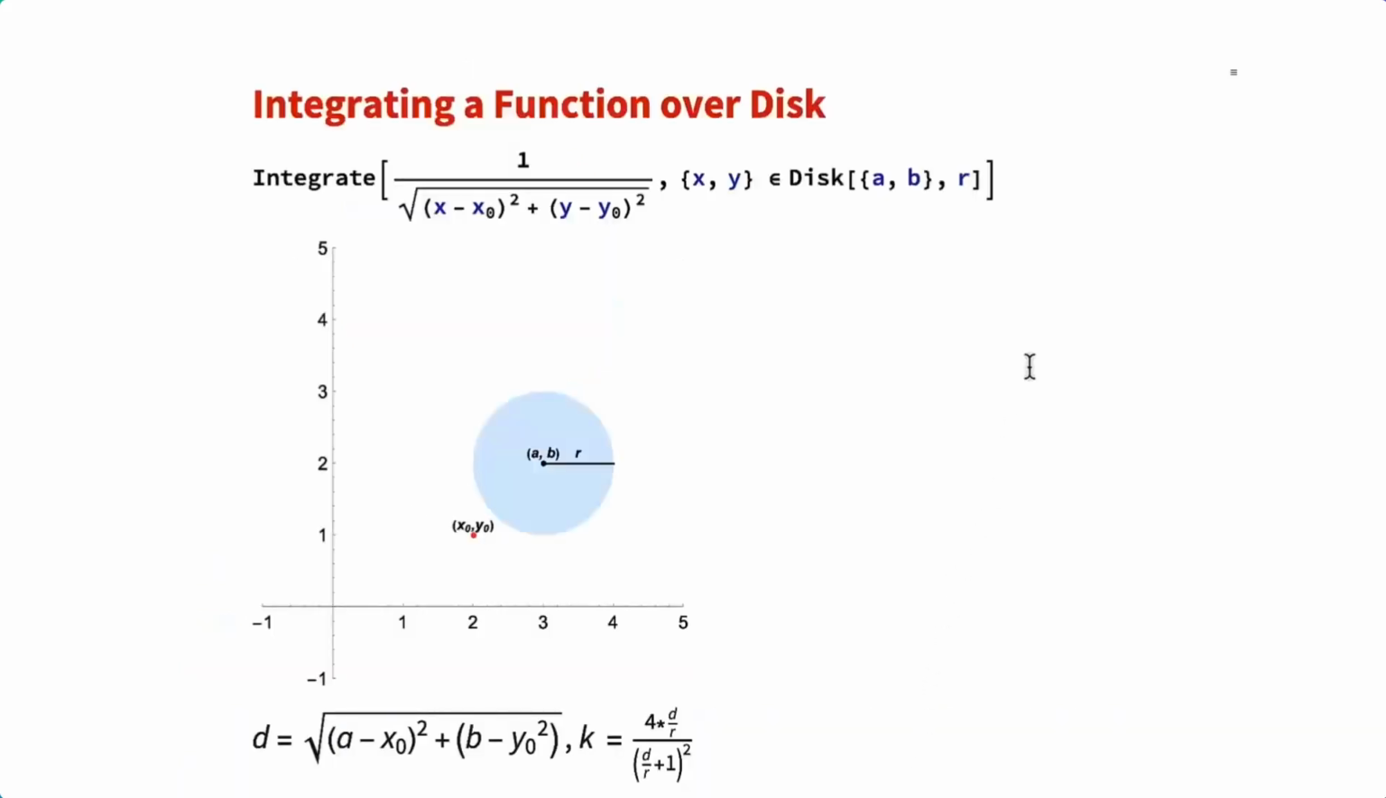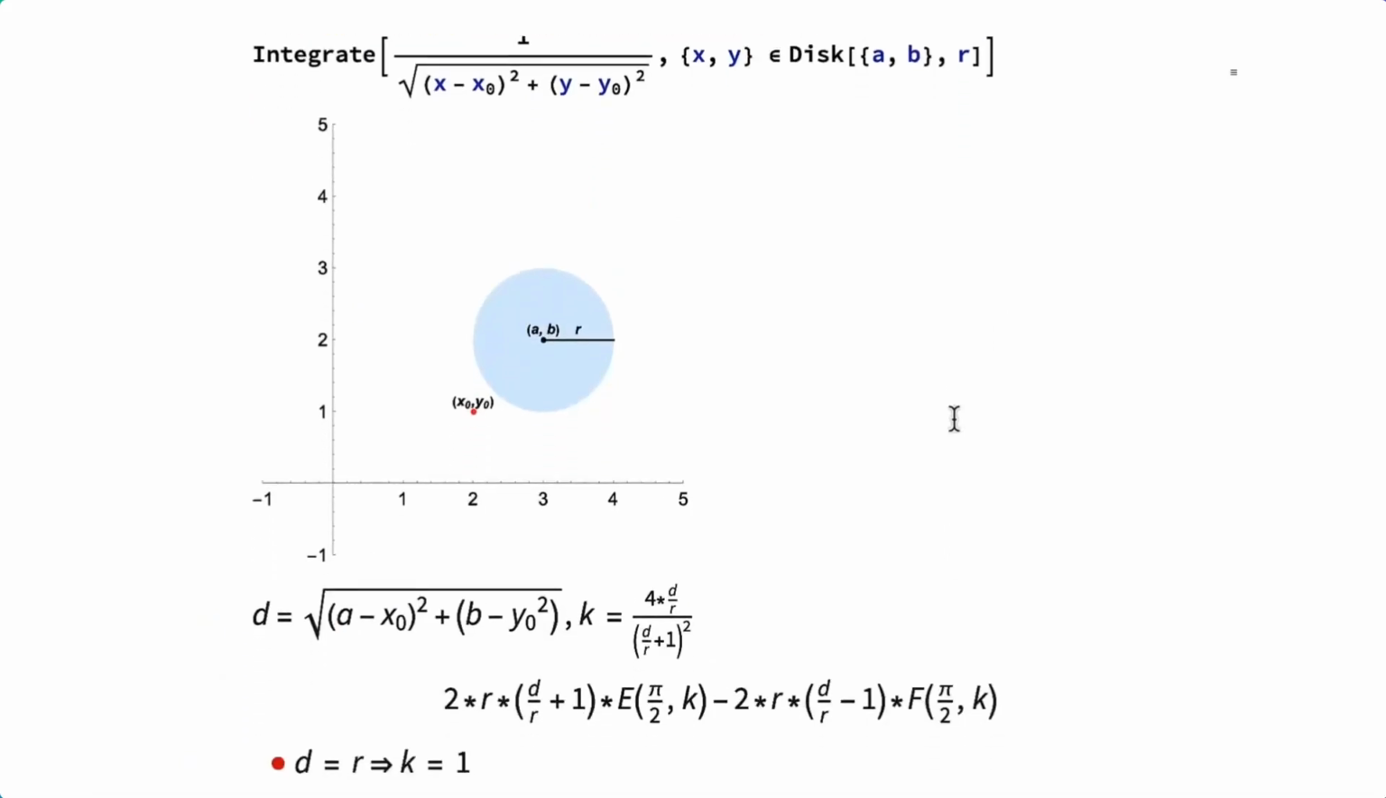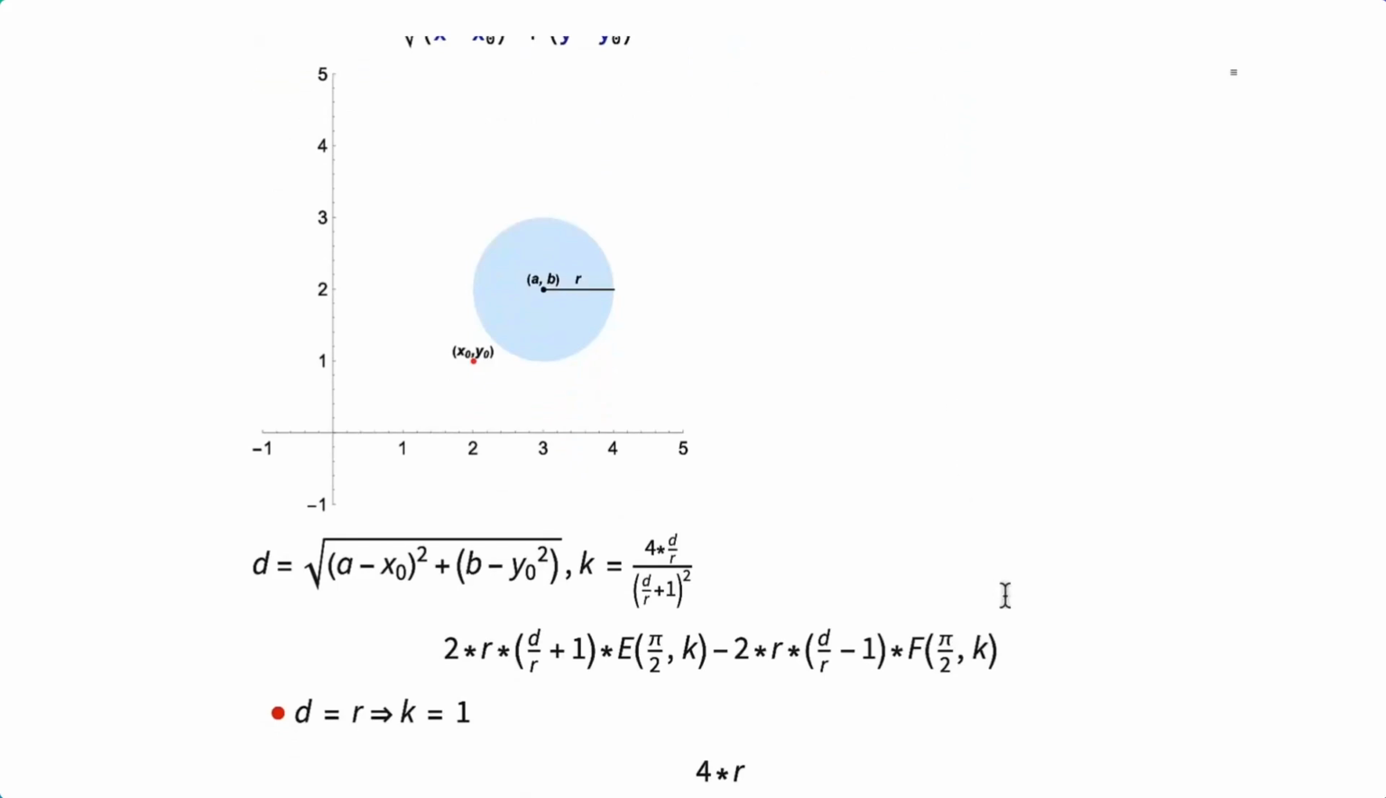Once there's a formula for a unit disk, it is very easy to get one for an arbitrary disk. This is how the formula looks for an arbitrary disk, where a, b is the center of the disk and R is its radius. Similarly, the exception is when the point is on the boundary of the region. That is when d equals R and k is 1 again. Again, if we apply limit, we get the result and the answer will be 4 times R.